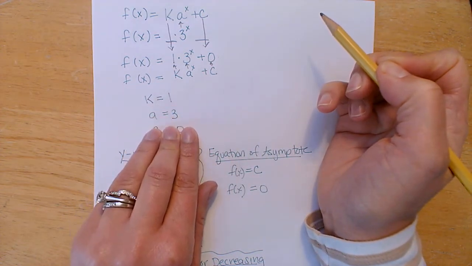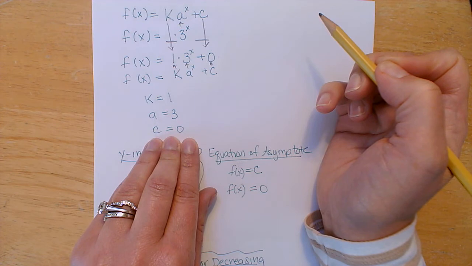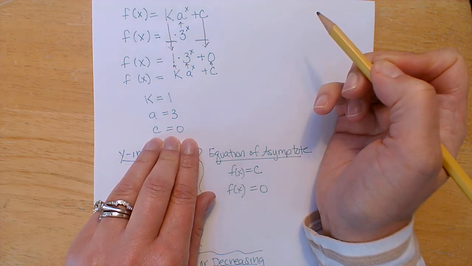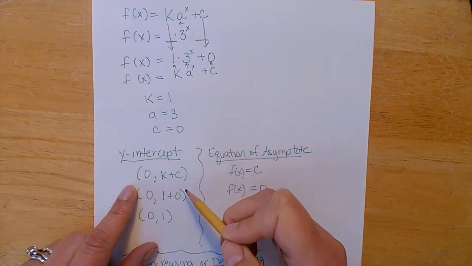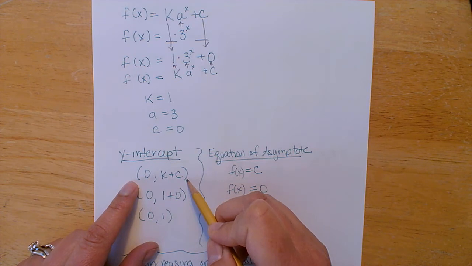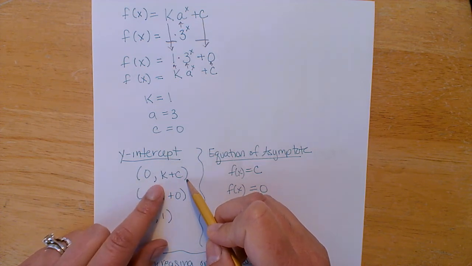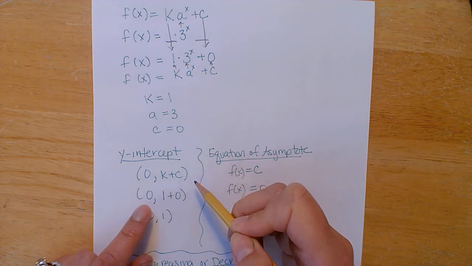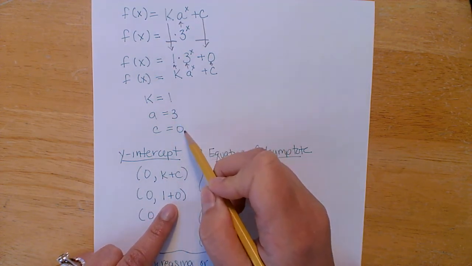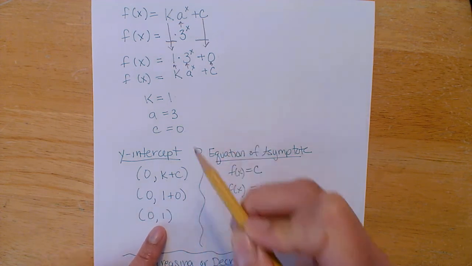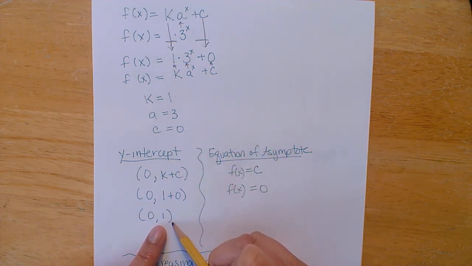K is 1, A is 3, and C is 0. Now we can go find our y-intercept, equation of asymptote, and whether it increases or decreases. Our y-intercept, that's at 0, comma, K plus C. This is a point, so let's find it. So it's 0, K is going to be 1, plus C is going to be 0. So we're going to have our y-intercept at 0, 1. So on the y-axis, it crosses the graph at 0, 1.